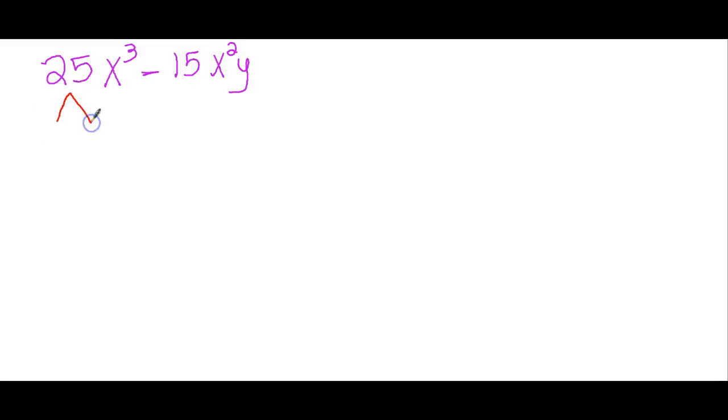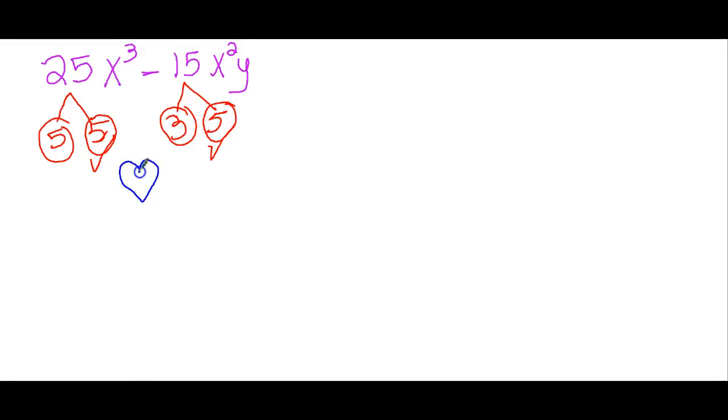What is the prime factorization of 25? That is just 5 and 5. They're both prime, so nothing else to do. For 15, it's just 3 times 5. Again, they're both prime, so nothing to do here. What's common between the two? 5. Okay, so the greatest common factor is only 5.